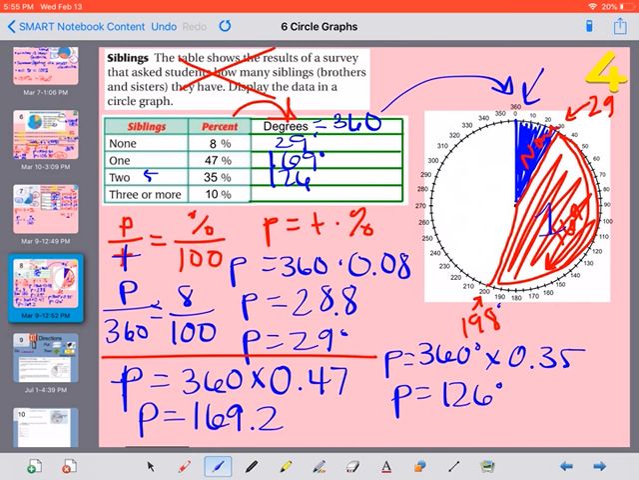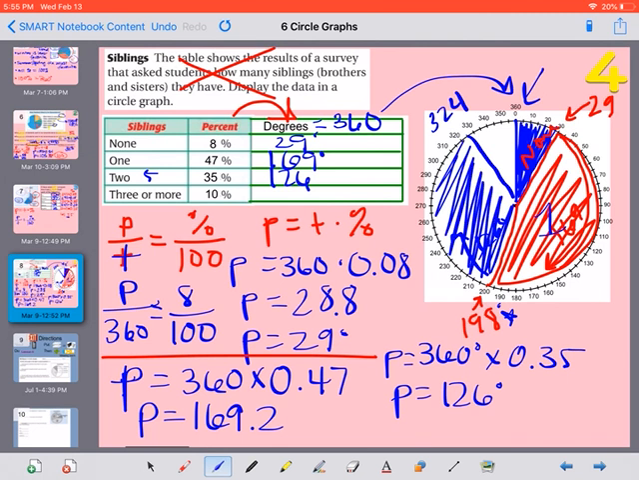So from here, we're going 126 degrees. So 198 plus 126 gives me 324. So this is the number of people here, or the angle measure, that had 2 siblings. And then this last section would be 3 or more, but we do still need to figure out the degrees.